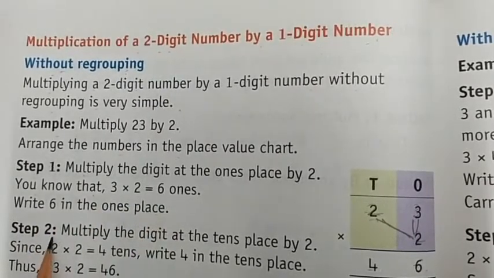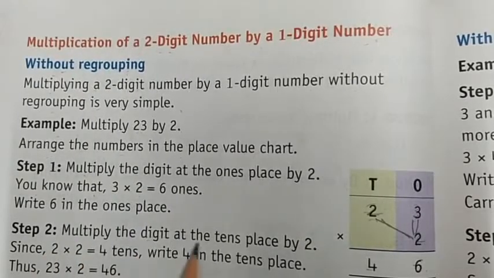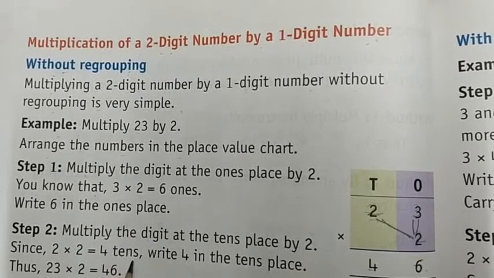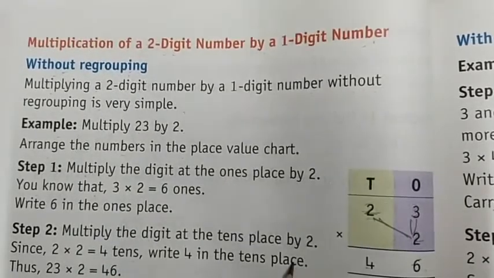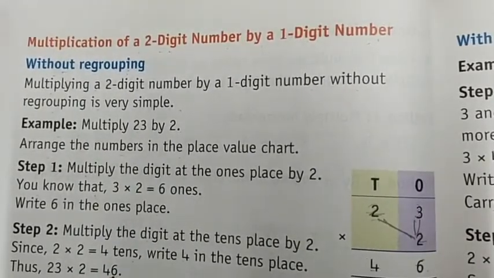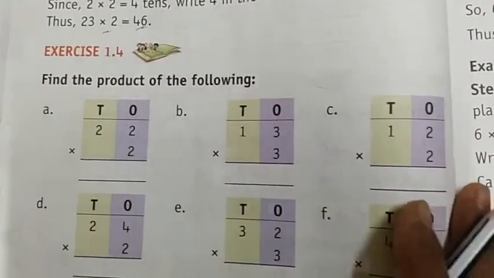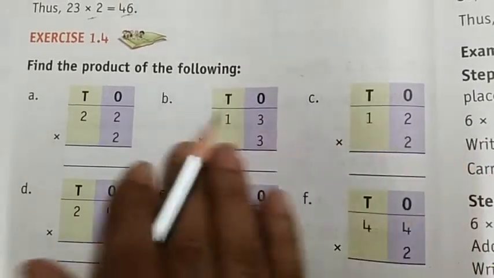Once done, the 2 is multiplied by the digit at the tens place value. Since 2 2s are 4, 4 tens, write 4 in the tens place value. Thus 23 into 2 is 46, right? So this is how we have to do the products of this number. Find the product of the following.